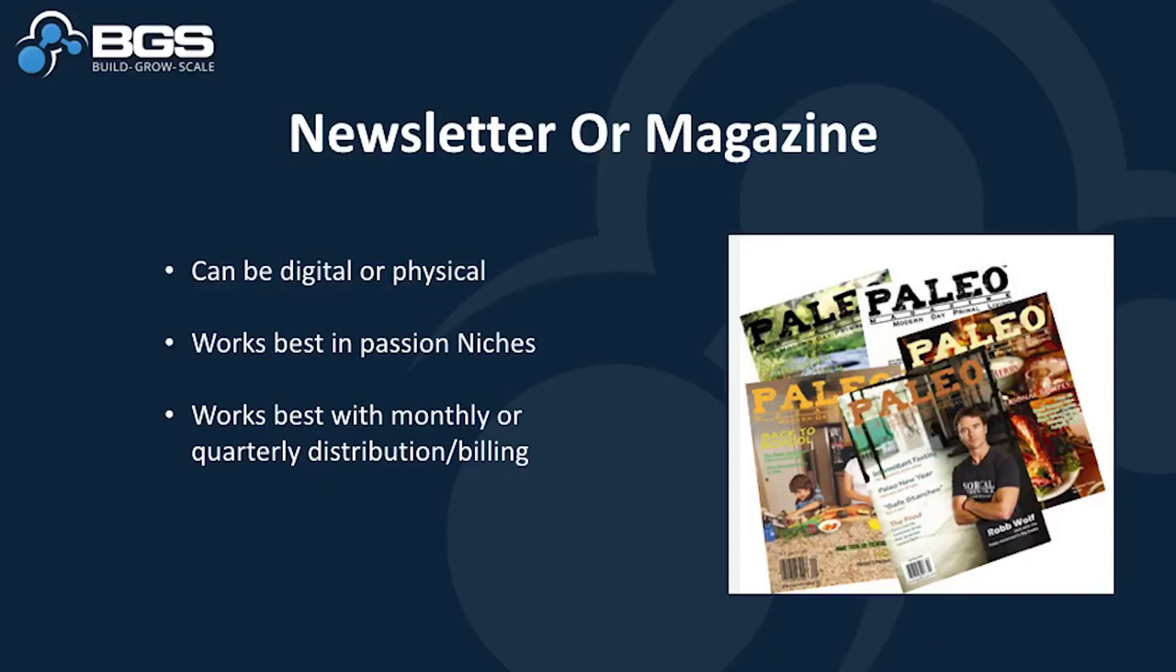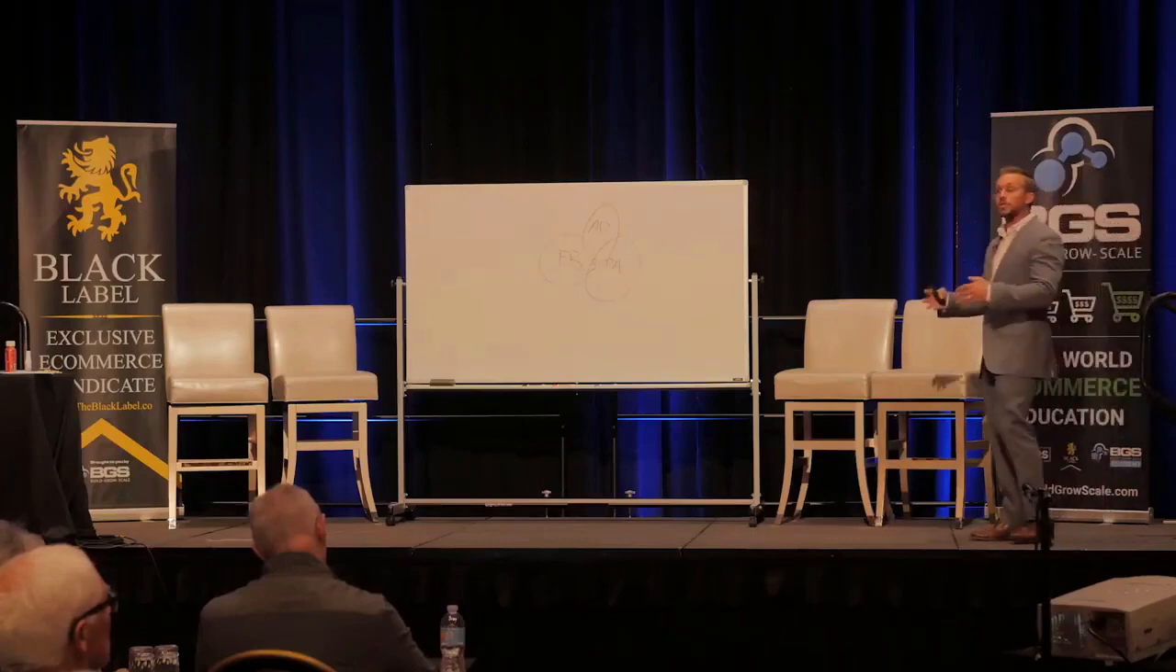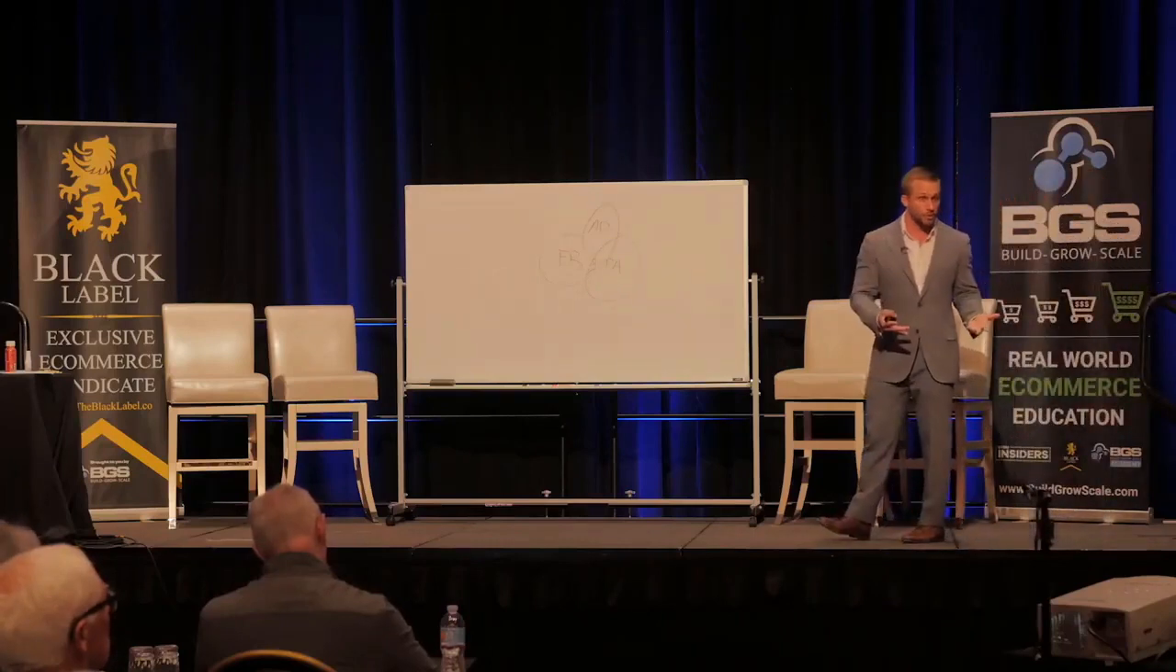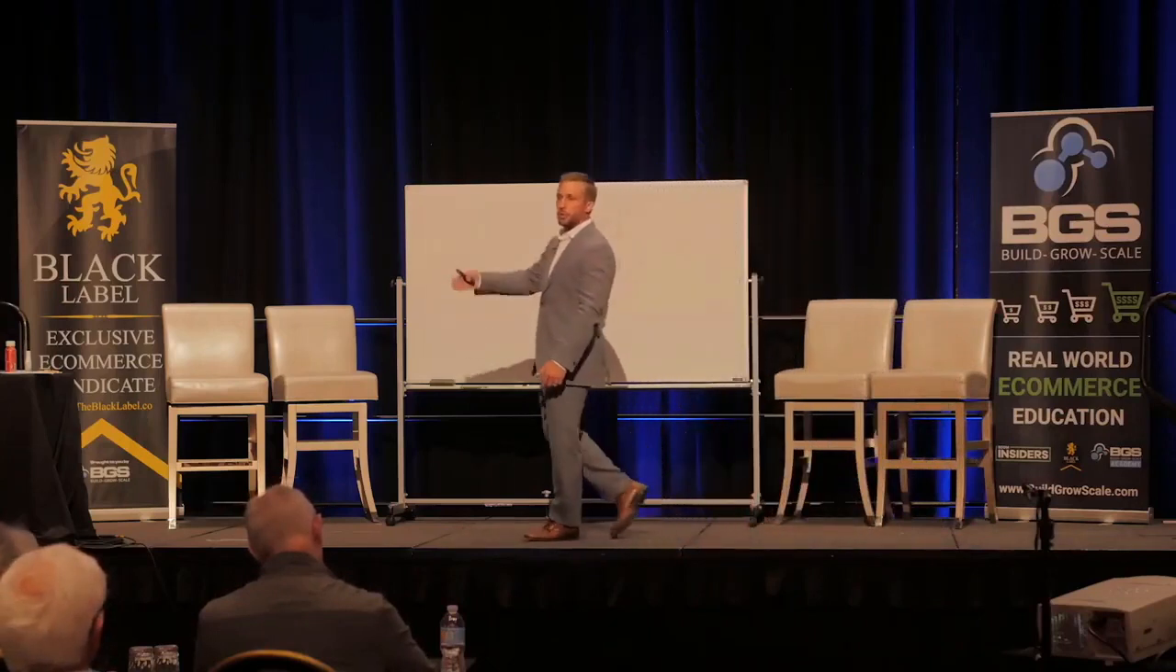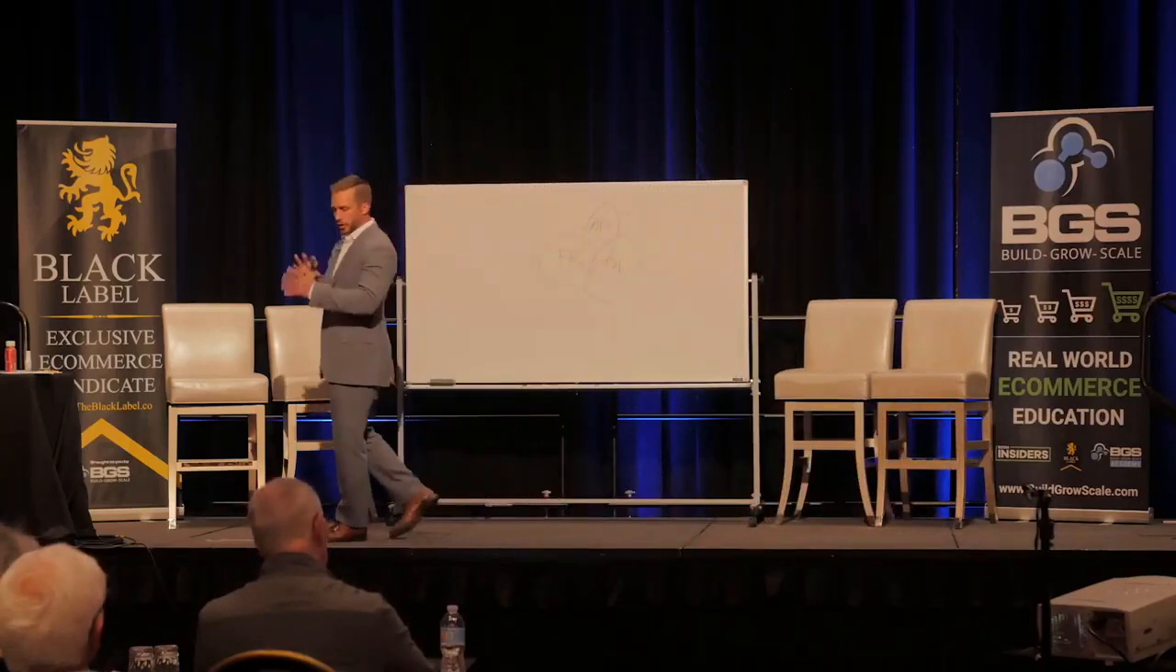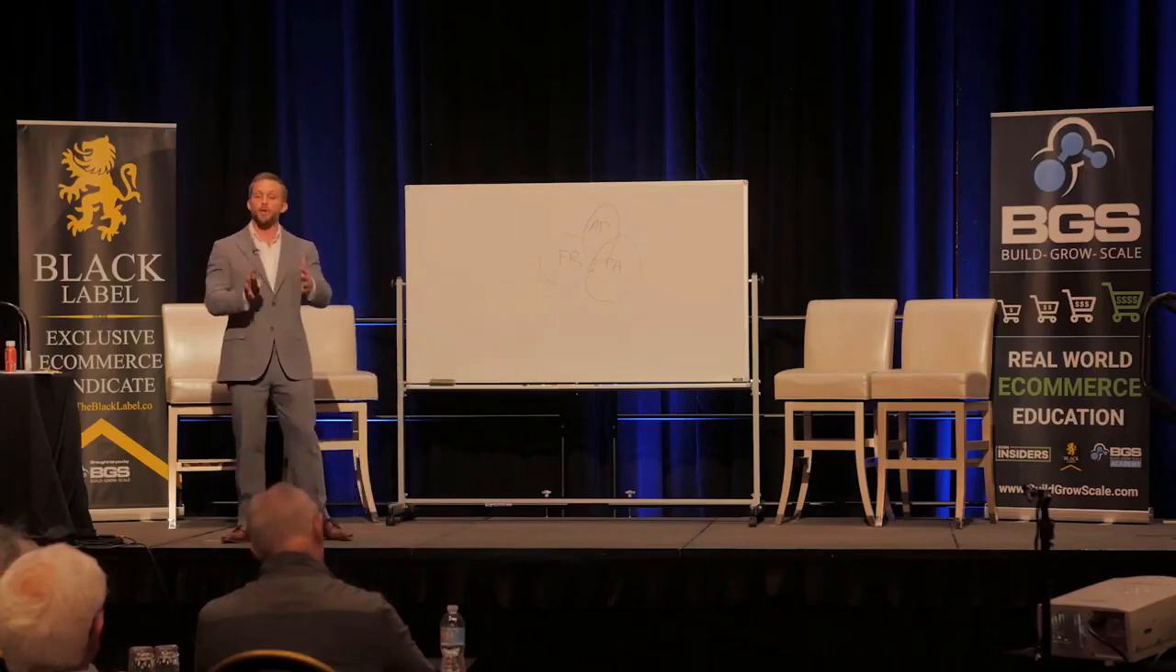And in this case, it works best with monthly or quarterly distribution because you don't want to break a pattern. People are used to magazines. They understand magazine subscriptions. If you try to get something crazy, like we're going to bill you every third month on the fourth full moon of whatever, like some people try to do, you're going to confuse them. So try to stay within known constraints.